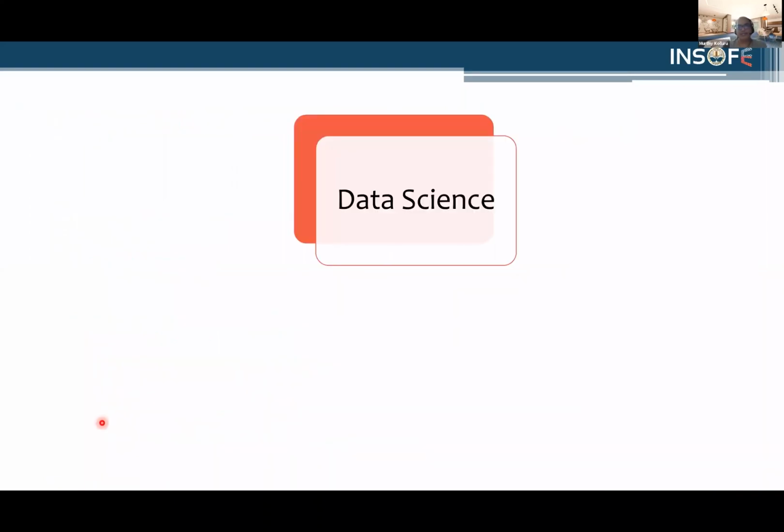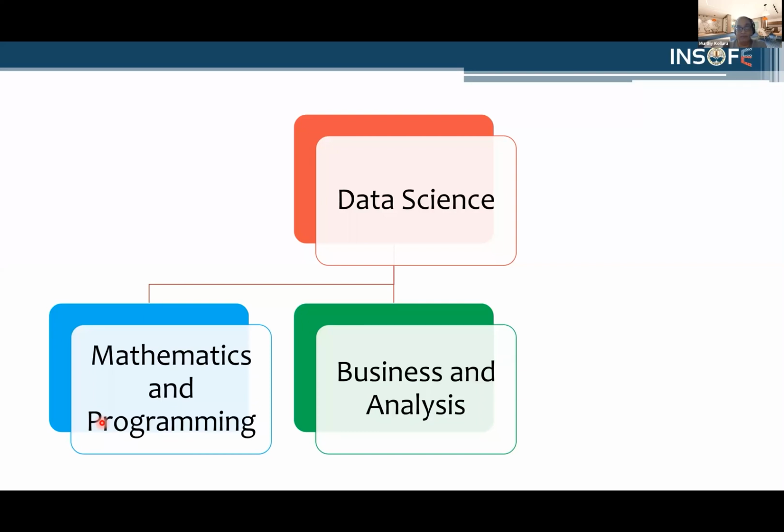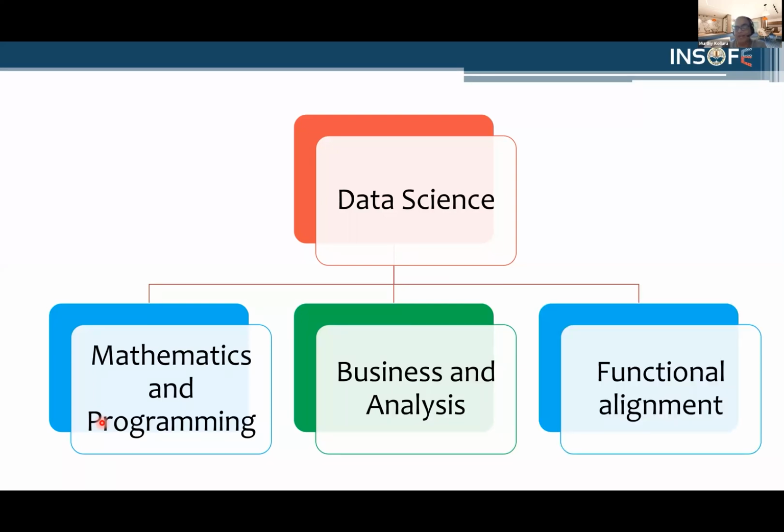So the real-world data science course has 3 major parts: mathematics and programming, the business angle to data science, which is what we are currently doing, and functional alignment. This is a circular course, which means there are 20 sessions, and after the 20th session, we'll begin the first session again.